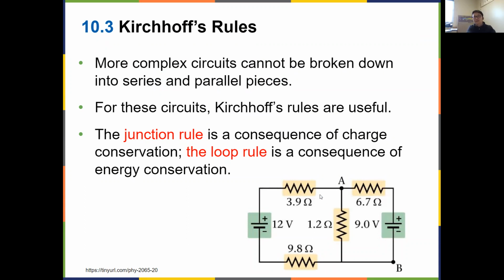In that case, we apply Kirchhoff's rules. There are two types of rules here: the junction rule and the loop rule. The junction rule is the consequence of charge conservation, which can be translated into current, since charge over time is current. The loop rule is conservation of energy, and energy can be translated into potential difference, or potential. Now let's take a look at these two rules one by one.